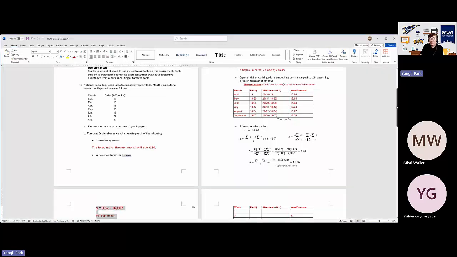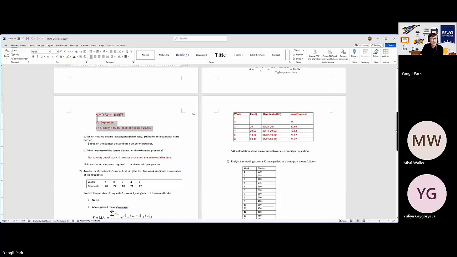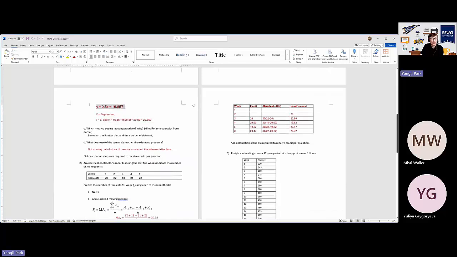So that was the linear equation. Then once you have the equation, you plug in because we're looking at number 8 period. So just plug in number 8 into the equation, then you're going to get 20,860 for September.